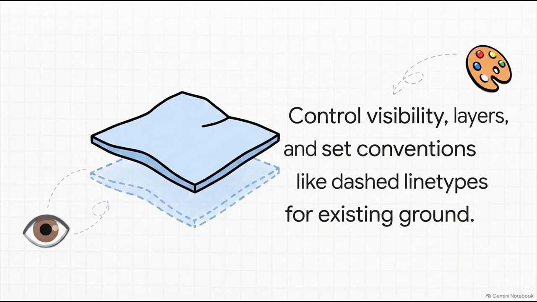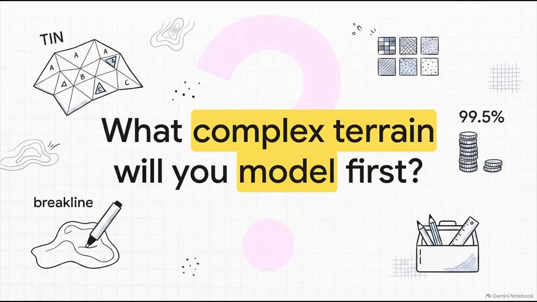This ensures that when your plans actually hit the plotter, the distinction between what exists and what is being built is instantly clear to the contractor out in the field. And that officially wraps up our deep dive into building custom surfaces. We've covered everything from the raw mathematics of TINs all the way to the precision of breaklines and the visual power of surface styles.